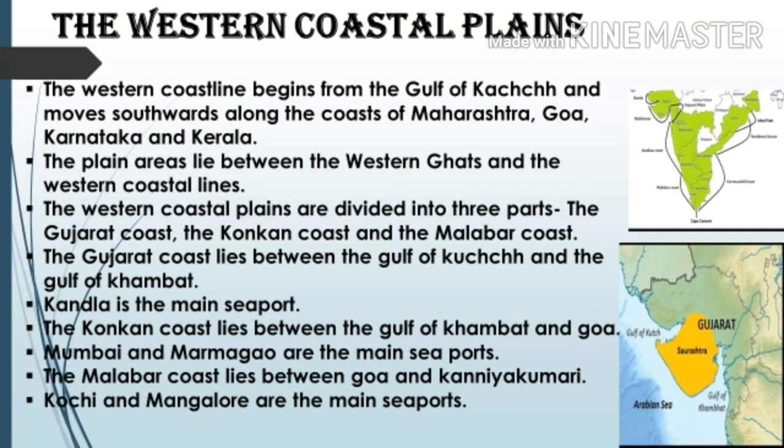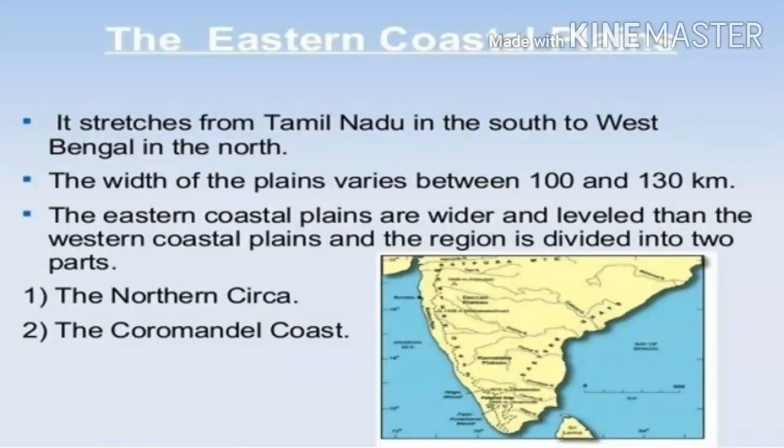In Malabar Coast, coconut trees are found in abundance. Lagoons are also found here. A lagoon is a small and shallow saltwater lake.